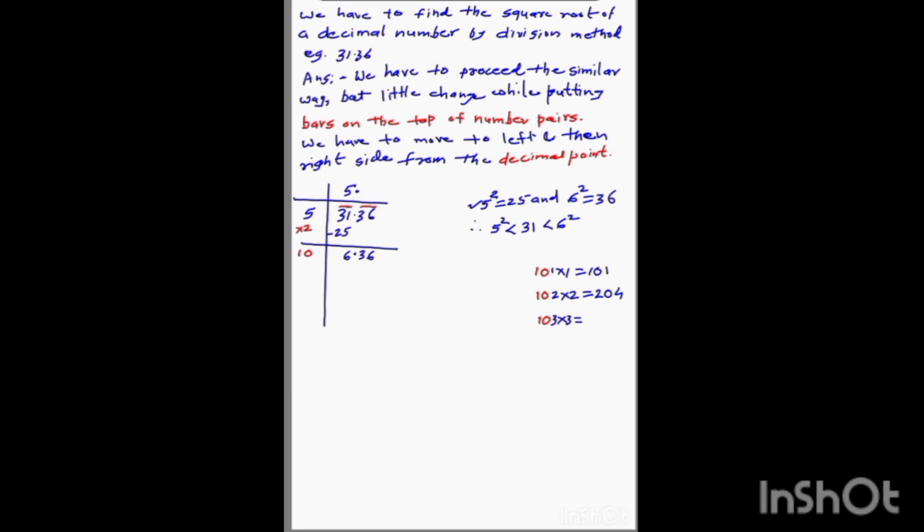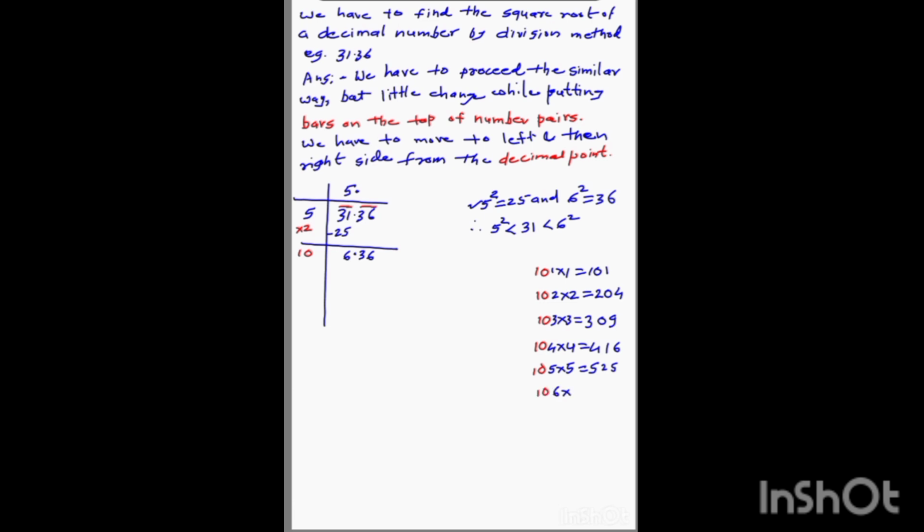103 into 3 is 309. The next one is 104 into 4, so that should be 416. Then 105 into 5 is 525, carry 2, then it is 525. Then 106 into 6. Why are we doing it?